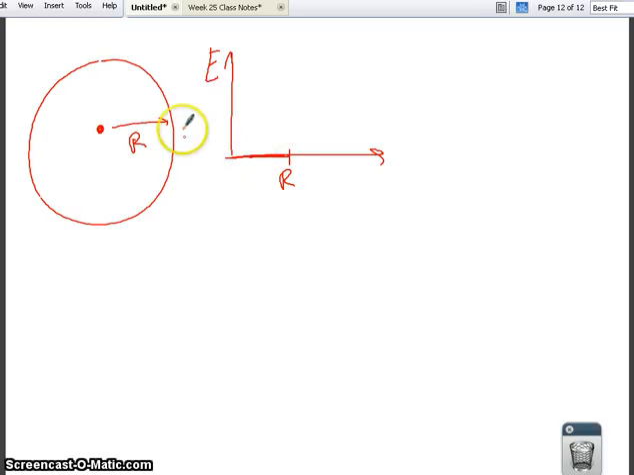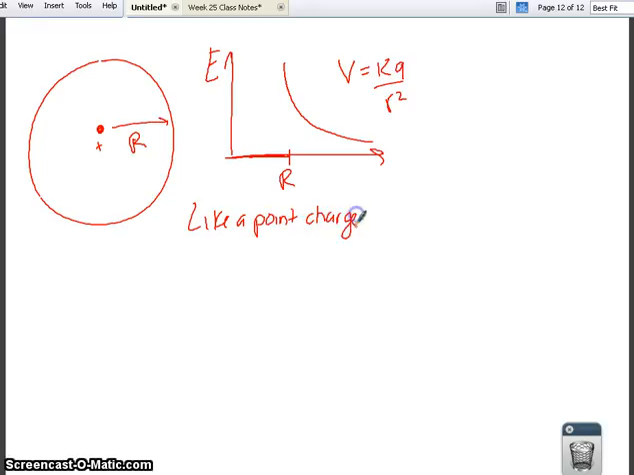And then after we leave here, it's positive, and it's going to decrease rapidly because we can do this as V equals K Q over R squared. Remember, an equal potential surface we can treat like a point charge. Obviously, it's not a point charge because it has a radius, but it still obeys the same laws. So V equals KQ over R squared here.